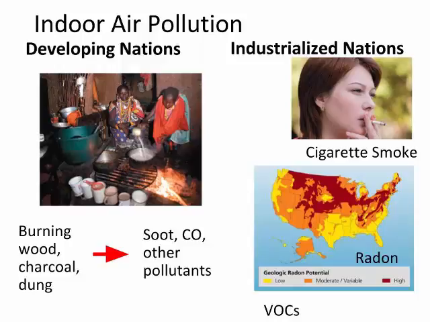In developing countries, the major indoor air pollutants are produced from burning wood, charcoal, manure, and crop waste for heat and cooking. The buildings in developing countries usually lack adequate ventilation, so people are exposed to dangerous amounts of soot, carbon monoxide, and other pollutants. In developed countries, the major air pollutants of concern are tobacco smoke, radon, and VOCs.